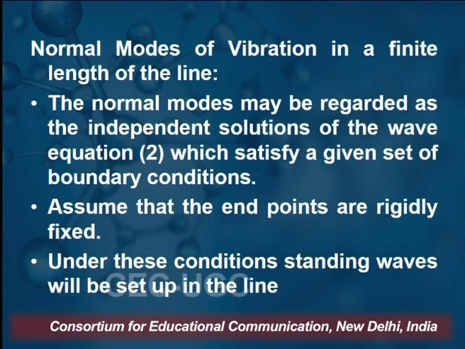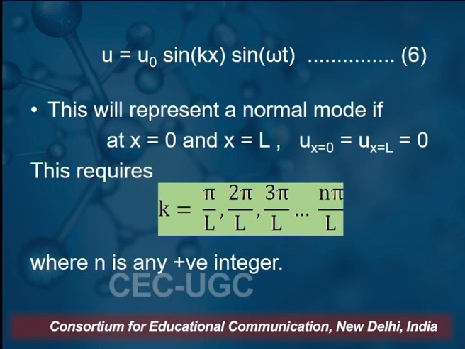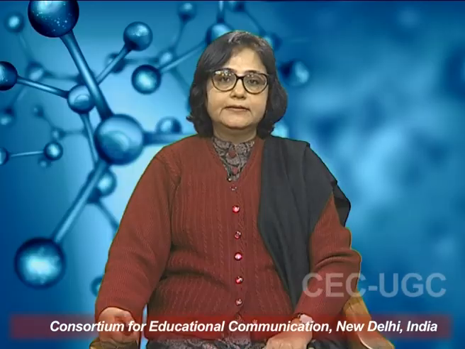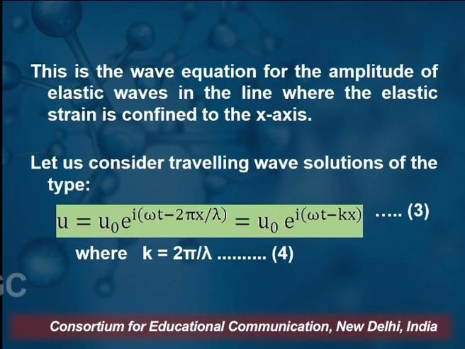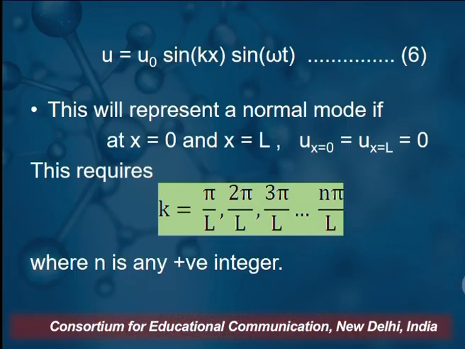So, let us assume the boundary condition in this case is that the two ends of the line are rigidly fixed. That means they cannot have any displacement at all. Under this condition, a standing wave will be set up in the line, and the solution of this u equal to u naught e to the power of i(omega t minus kx) will be u naught sin of kx into sin of omega t.